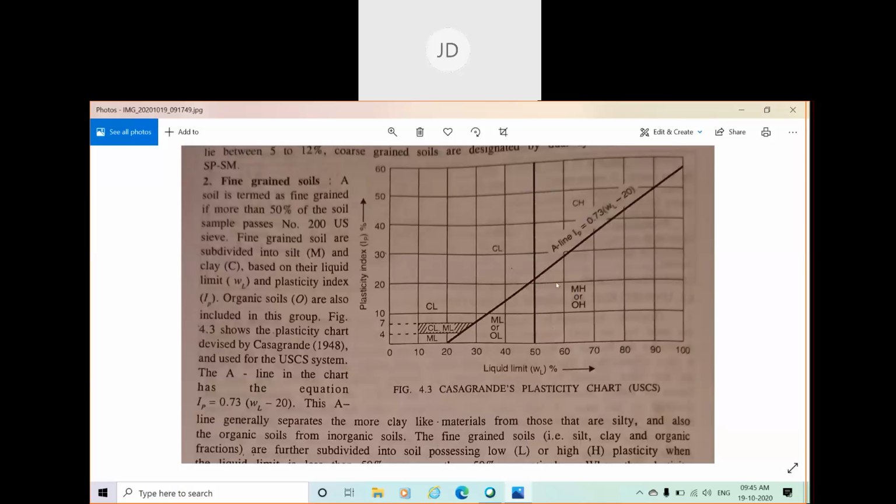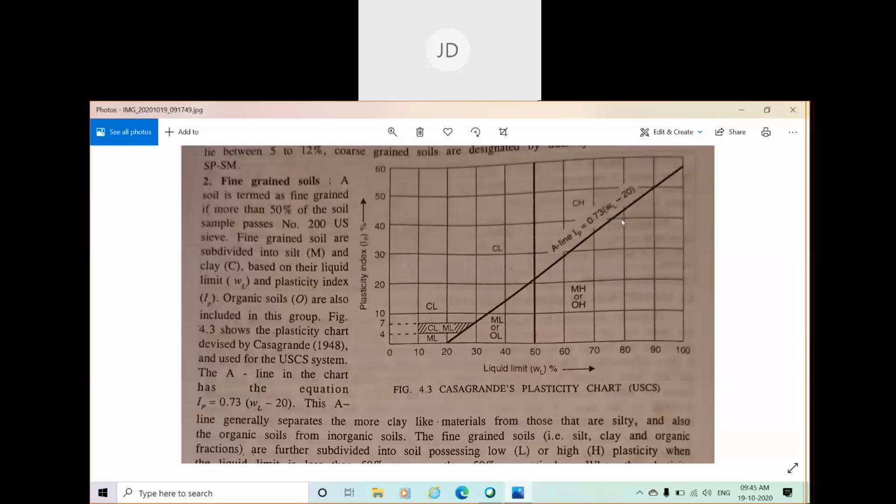Okay, now this inclined line, you can see this inclined line starting from 20 percent of liquid limit. This is an inclined line and it is known as the A line. Remember, this is the A line. Why is it called the A line? It is given by Casagrande. Casagrande's full name starts with A, that's why it is represented by the A line.